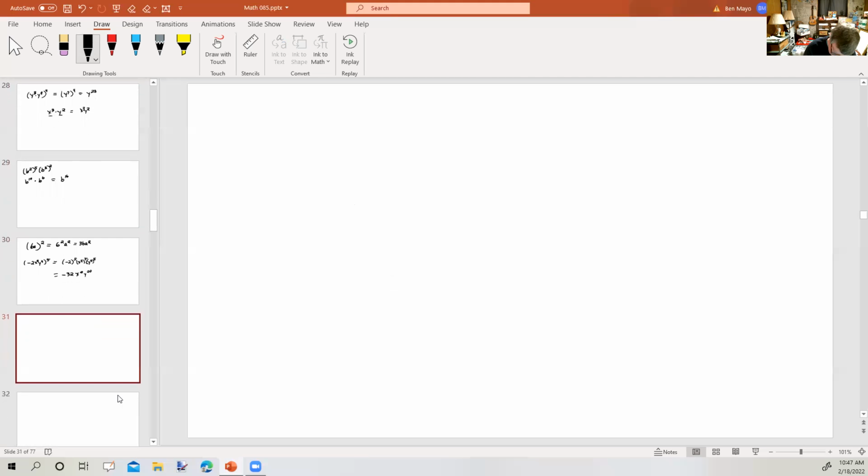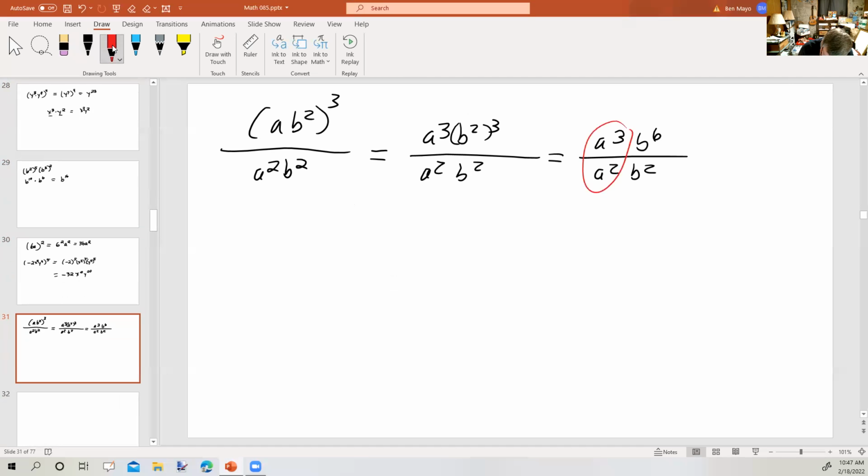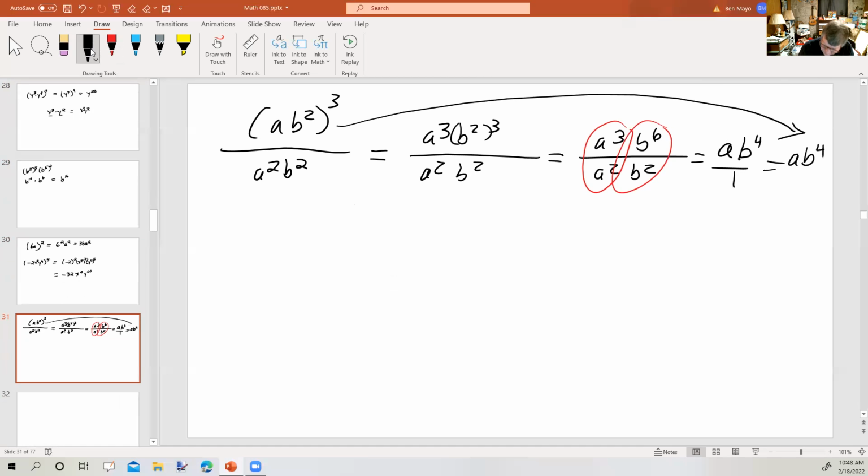Let's say we've got the following: a b squared cubed over a squared b squared. So the first thing we would do is deal with the numerator. We'd have a cubed times b squared cubed, which is a cubed b to the sixth power over a squared b squared. Then we can deal with this. A cubed over a squared is a to the one power, and that's in the numerator. B to the sixth over b to the second is b to the fourth, and that's also in the numerator. So if we wrote it this way, we continue and go on to our final answer here.